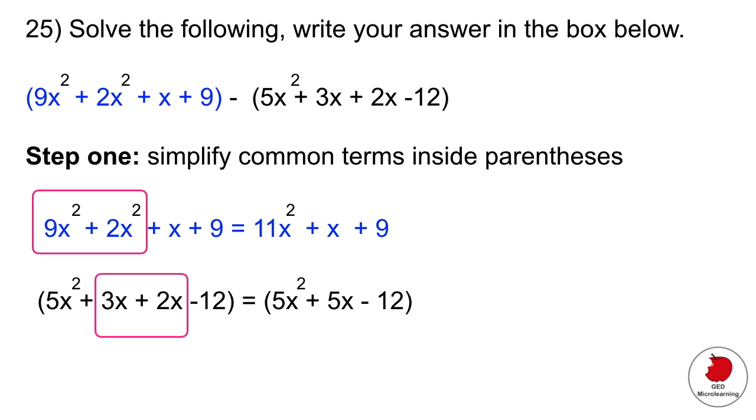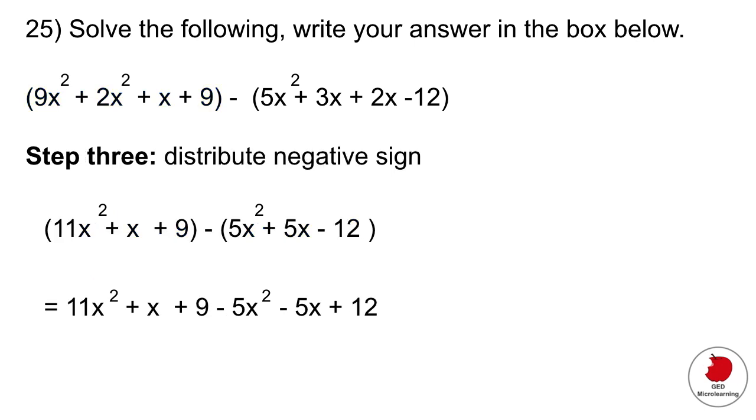All right, so now that you have this new equation, let's rewrite it like that. And what you want to do is distribute that negative sign. Okay, so multiply that negative sign by 5x squared, by 5x, and by negative 12. And you end up with the equation that you see below.